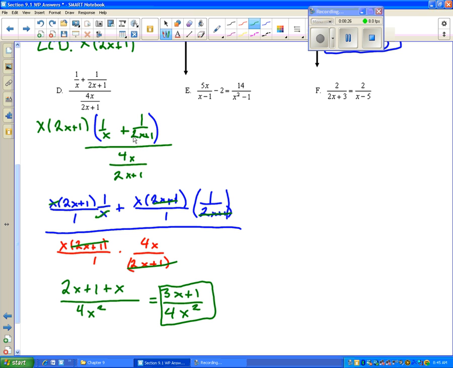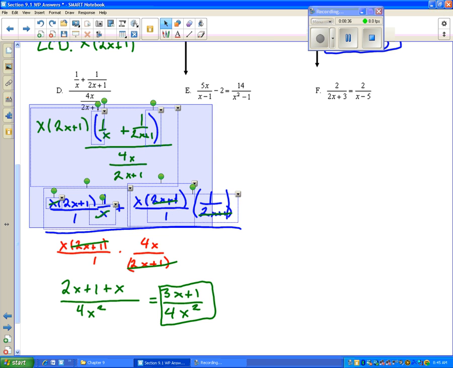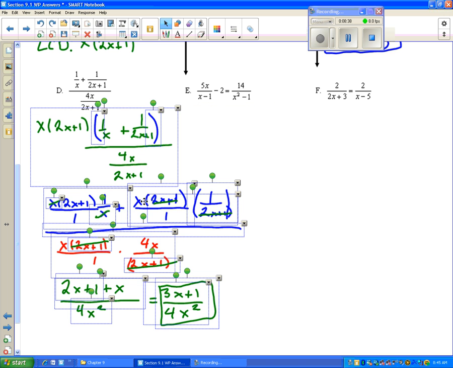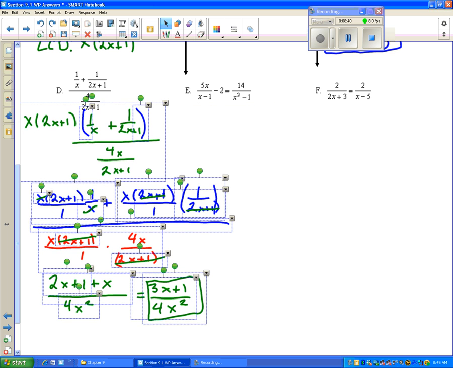My common denominator that I got up here, x times 2x plus 1, was used to cancel out all these denominators, not keep a common denominator. Make sure you understand the difference between when I use the common denominators to keep a denominator and when I use them to do something else.